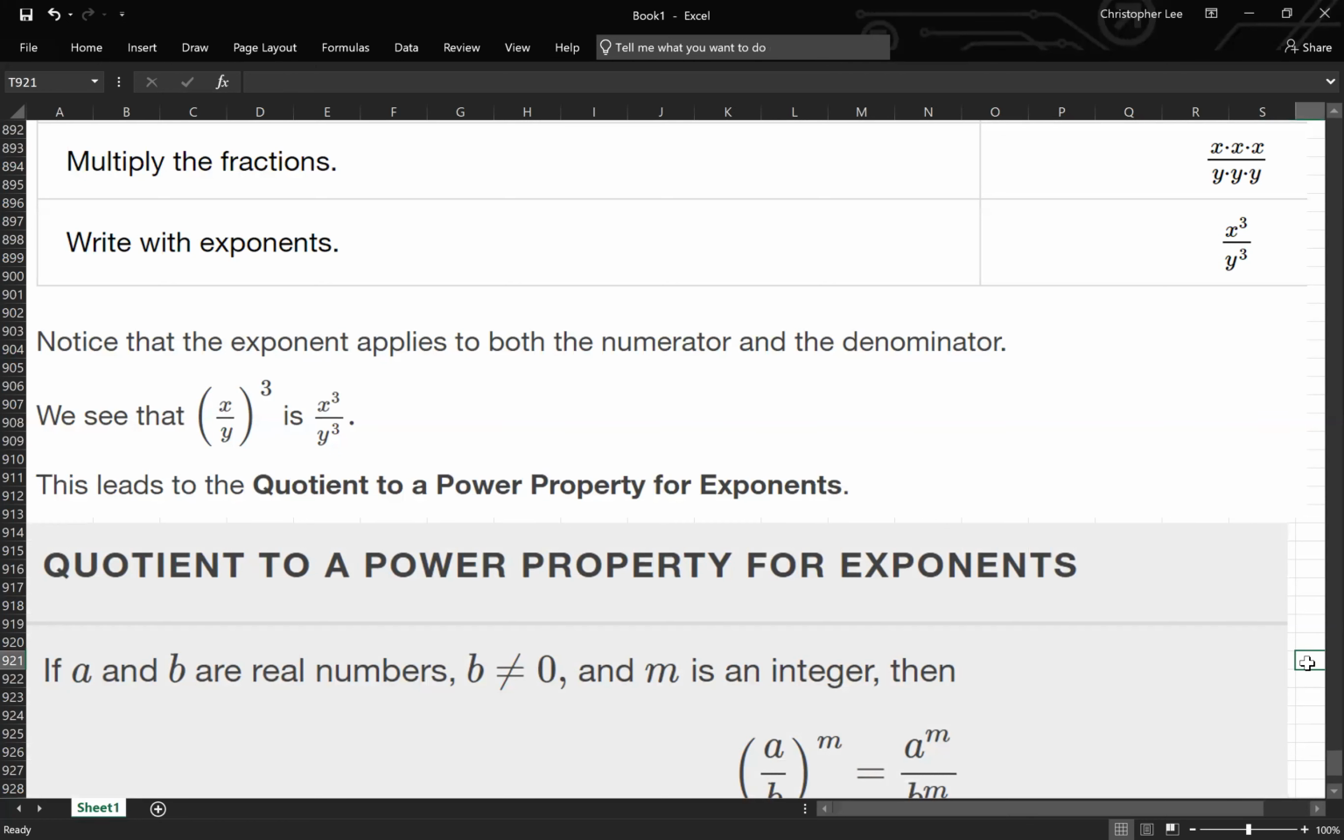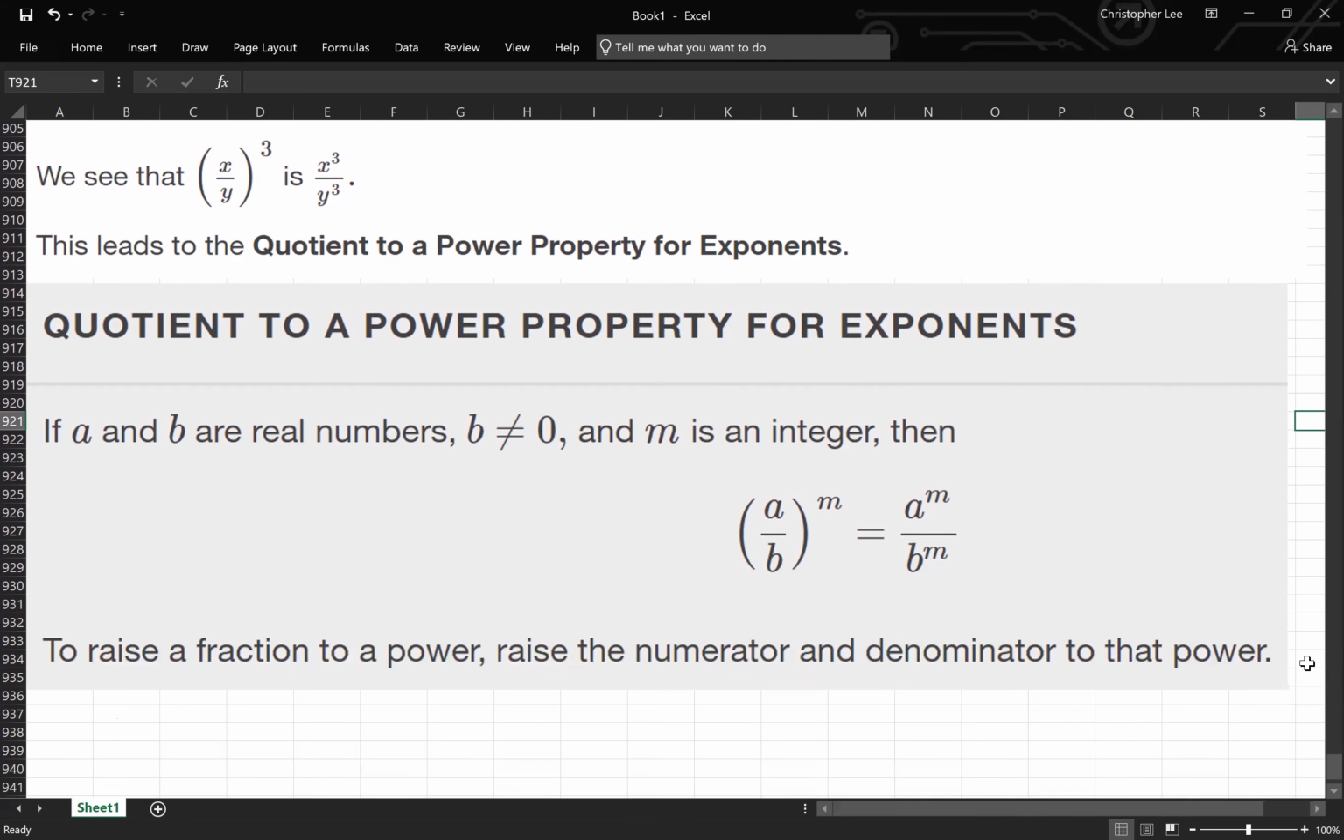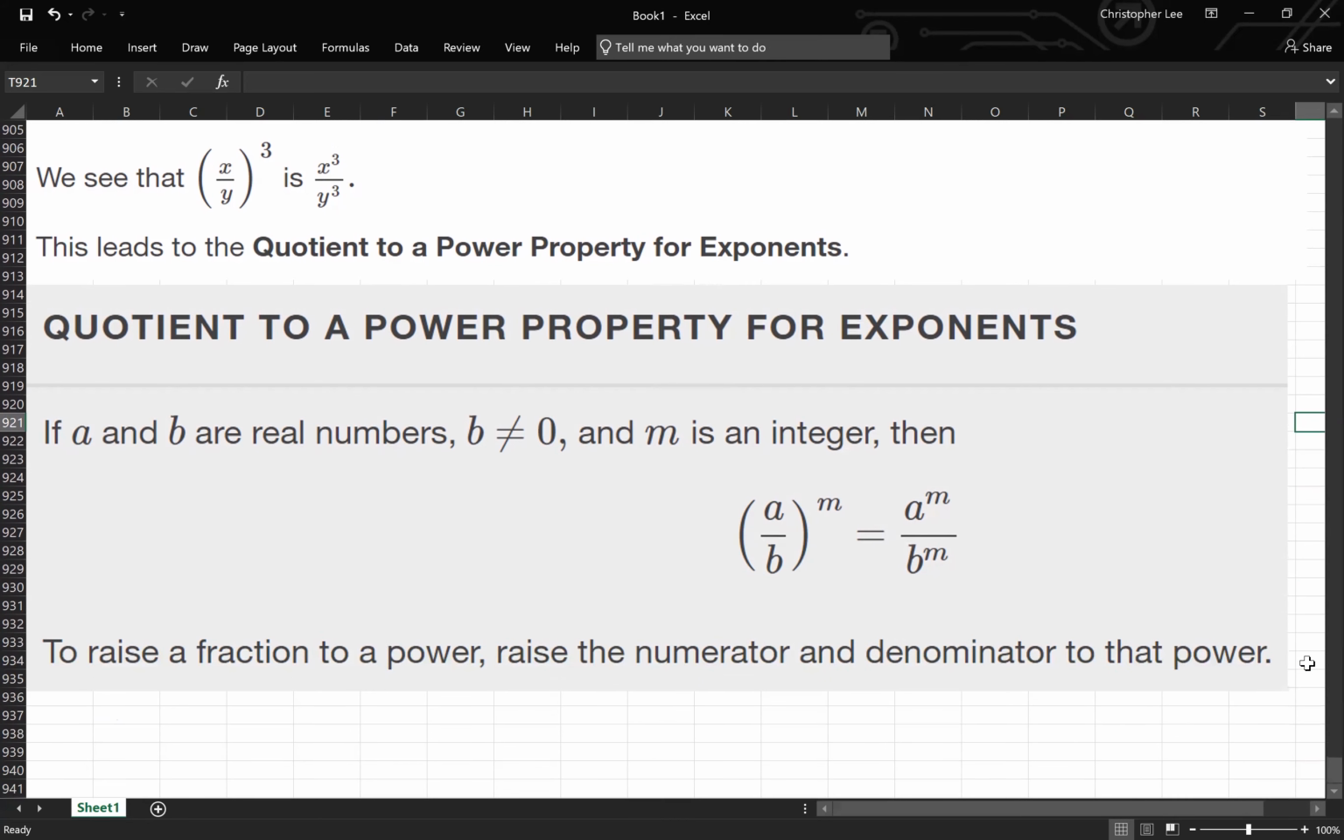So the quotient to a power property for exponents: if a and b are real numbers where b cannot equal 0 and m is an integer, then a over b to the m power is the same as a to the m divided by b to the m. So to raise a fraction to a power, raise the numerator and denominator to that same power. Kind of the same idea. Everybody gets the power, top and bottom.